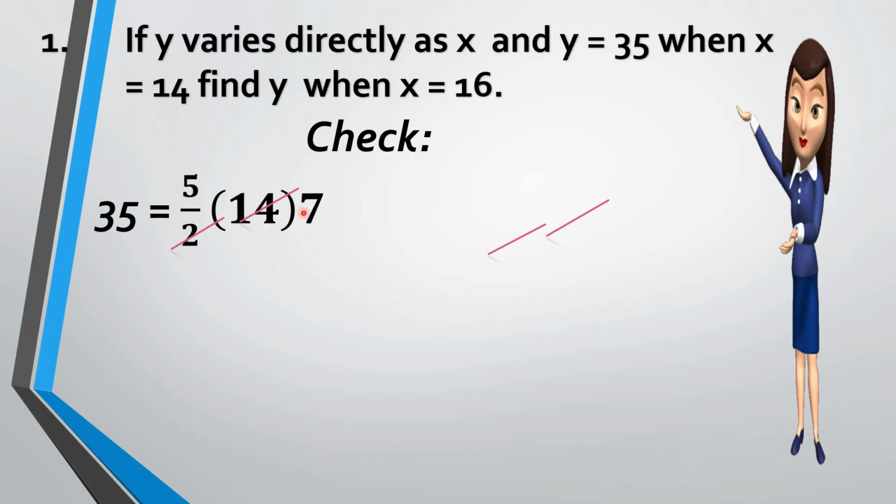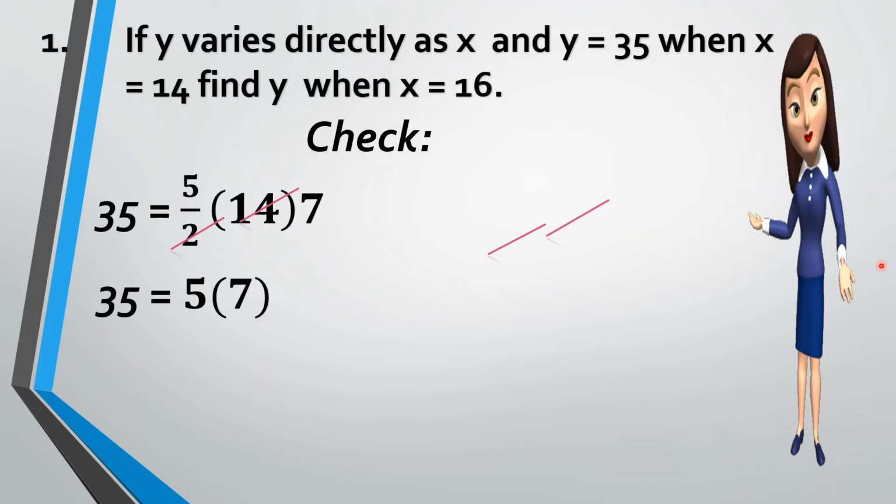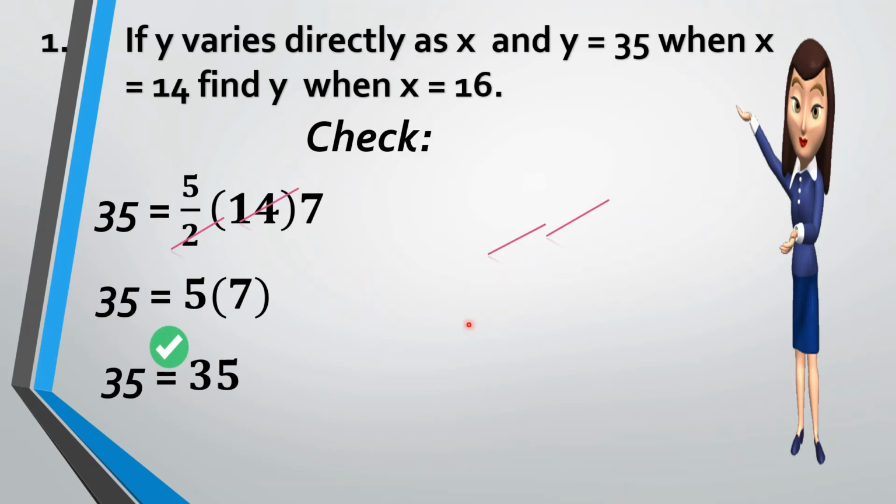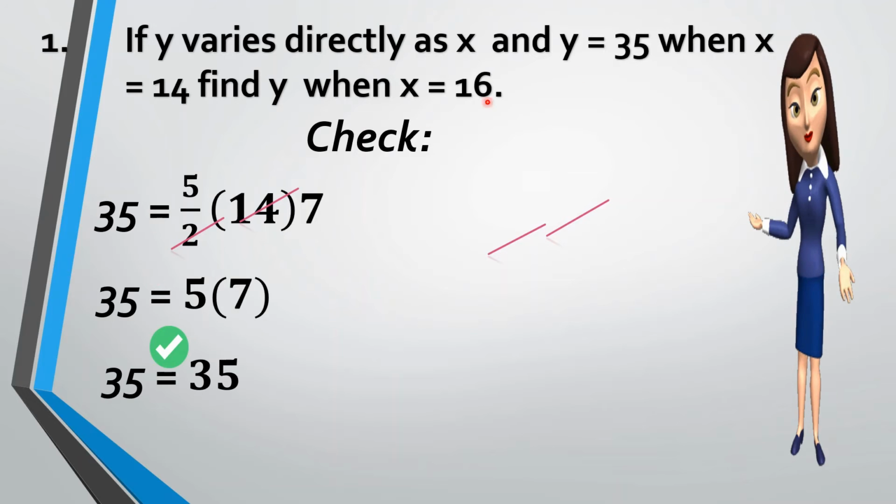So, 14 becomes 7. Then, 5 times 7 is 35. So, 35 is equal to 35. Check. That is our first value. Yung 35, yung constant, at yung 14.